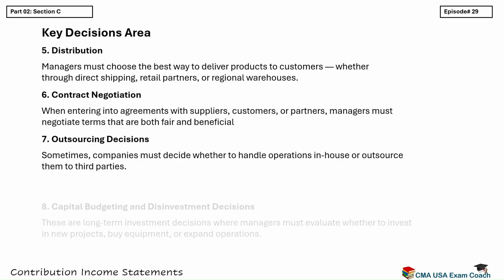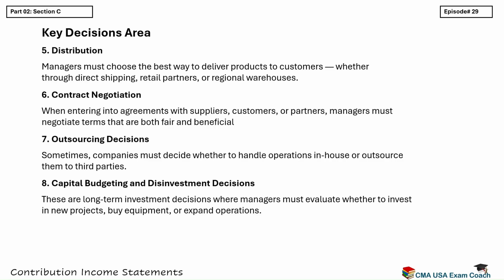Capital budgeting and disinvestment decisions: these are long-term investment decisions where managers must evaluate whether to invest in new projects, buy equipment, or expand operations. On the other hand, disinvestment decisions involve shutting down or selling parts of the business that are not performing well. Both require careful financial analysis and forecasting. So now we understand the major decision areas that managers are involved in. In Section C, Decision Analysis, we will explore how managers analyze these decisions in detail.